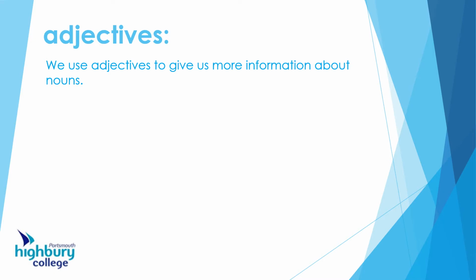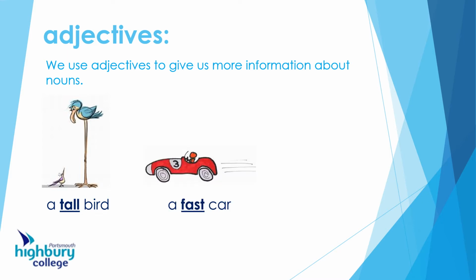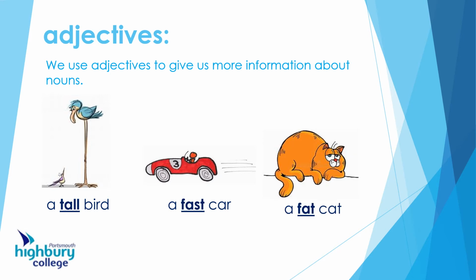Let's look at adjectives. We use adjectives in English to give us more information about nouns. They're very important because they help us to describe things. So we have a bird. Now we need an adjective to give us more information. So it's a tall bird, a fast car, and a fat cat.